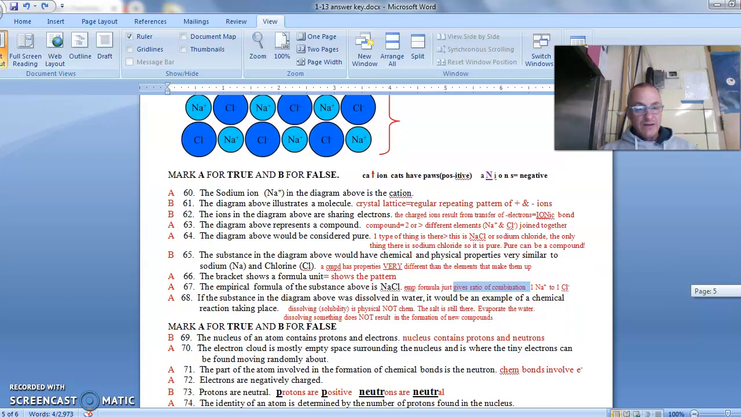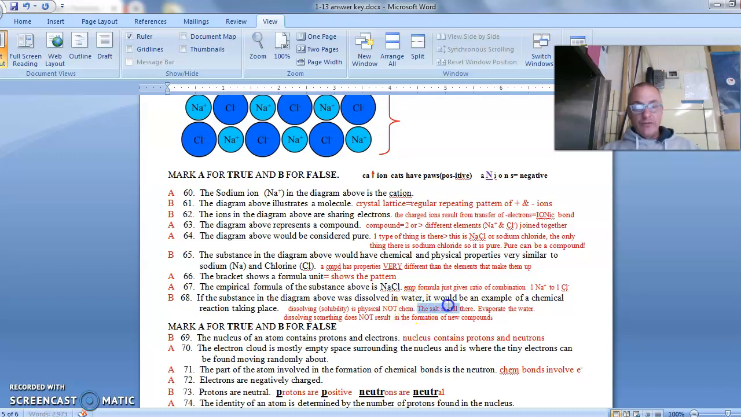Number 68. If the substance in the diagram was dissolved in water, and it would be, because sodium chloride does dissolve in water, it would be an example of a chemical reaction. No. Dissolving, this is false. This is definitely false. If a substance is dissolved in water, it would be a physical change, not a chemical change.